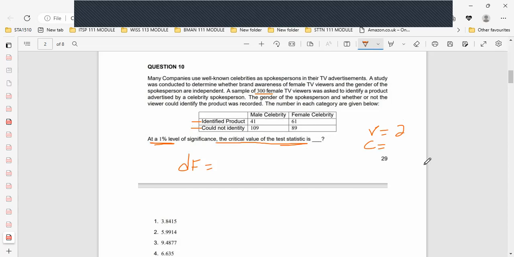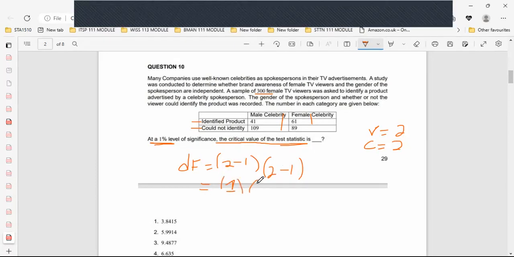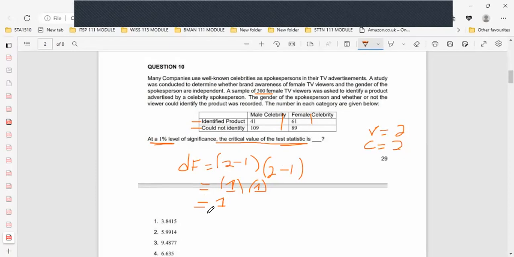Then we find the number of columns. We have column 1, male celebrity, column 2, female celebrity. So the number of columns is 2. Then we substitute. Degrees of freedom equals open bracket 2 minus 1, close bracket, times open bracket 2 minus 1, close bracket. 2 minus 1 is 1, and 2 minus 1 is 1. Then 1 multiplied by 1 is 1.